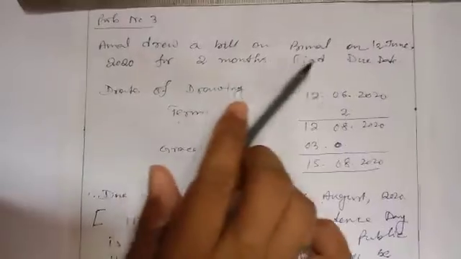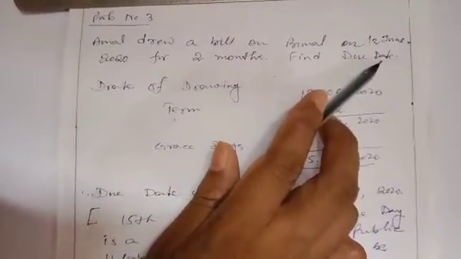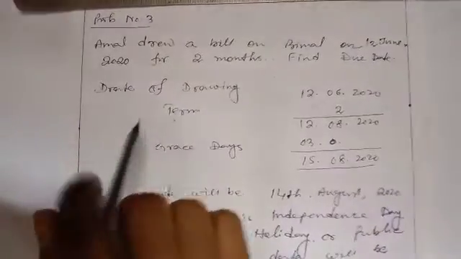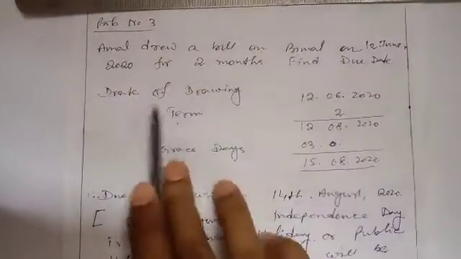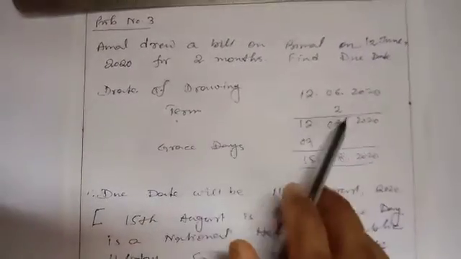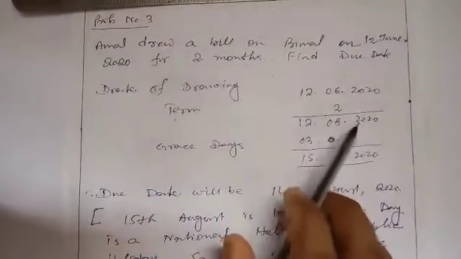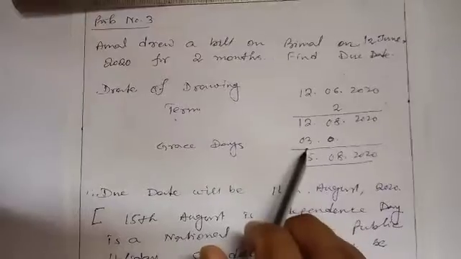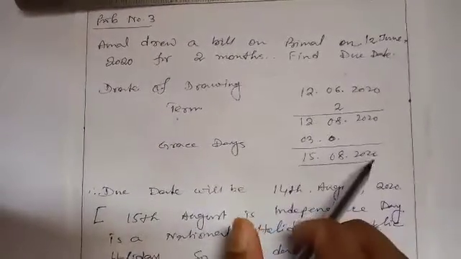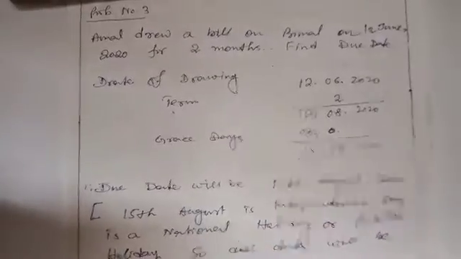Amol drew a bill on Bimal on 12th June. The date is 12th June 2020, for 2 months. Find the due date. Now, date of drawing 12th June 2020. Term is 2 months. That will be 12th August 2020. Grace days 3 days. Then 15 August 2020. 15 August 2020 will be the due date.